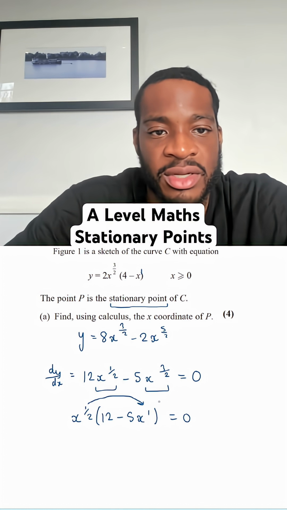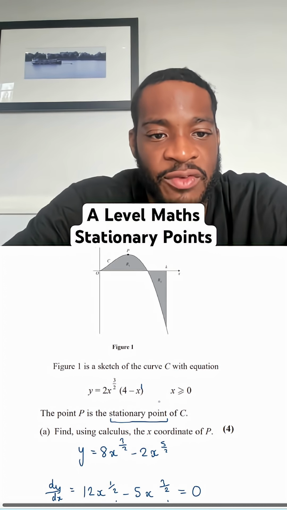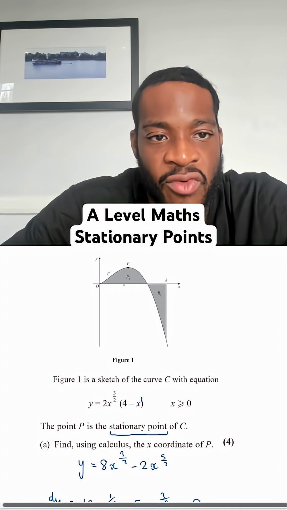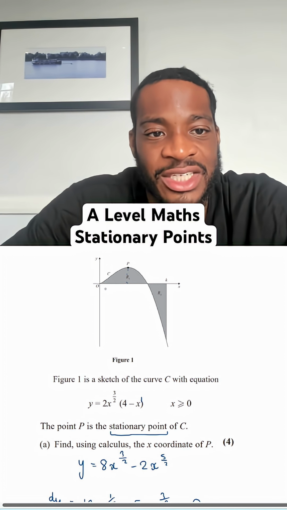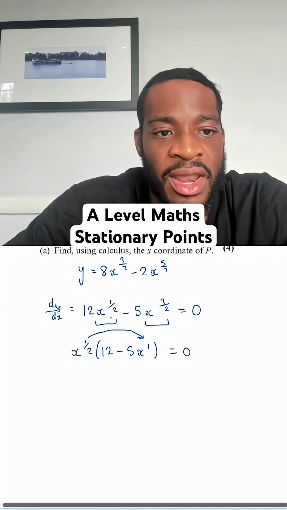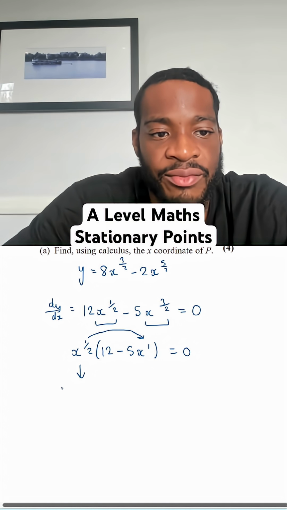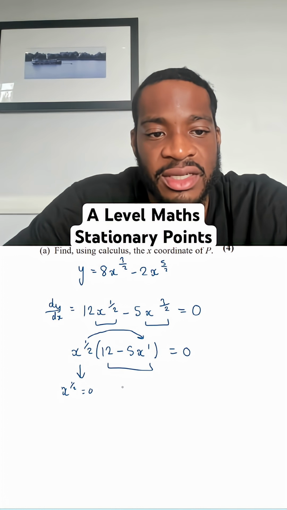Going to equal 0. Remember, let's look at it here. We want the stationary point at P, right? So that is an x value which is greater than 0. So immediately, when I have these two, I set this equal to 0. That's going to be x to the half is equal to 0. We don't want that. It's going to be this one here, isn't it? Because that is greater than 0, as we can see from our diagram.